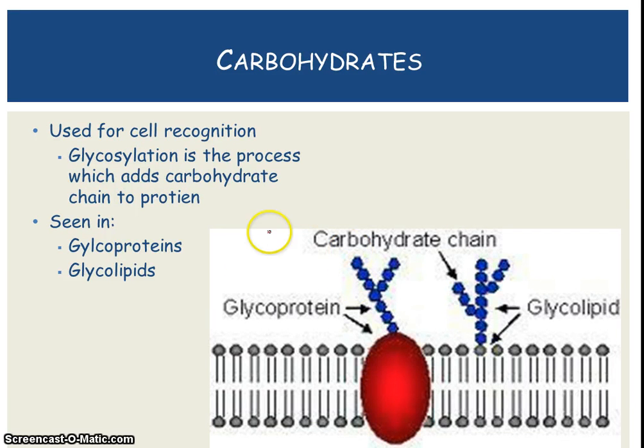There are also carbohydrates in the cell, as we talked about before. These are used for cell recognition, and glycosylation is the process which adds the carbohydrate chain to the protein, as we see here is attached. The forms of carbohydrates are glycoproteins right here and glycolipids right here, as the carbohydrate chain here is attached to the phosphate head.